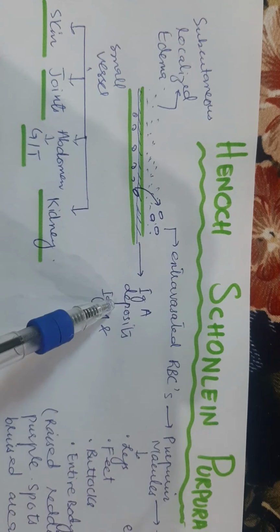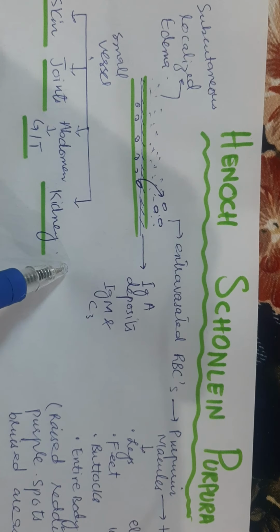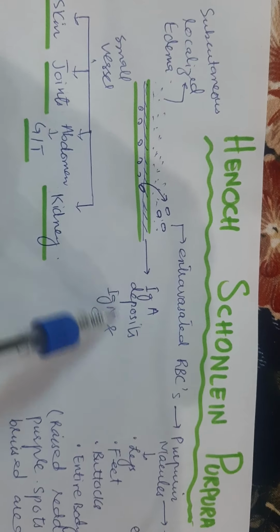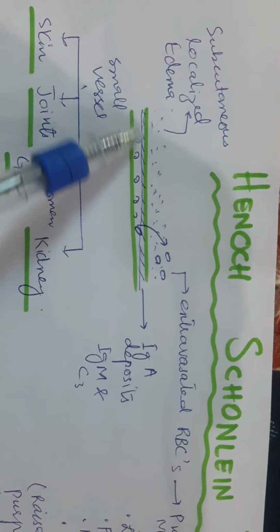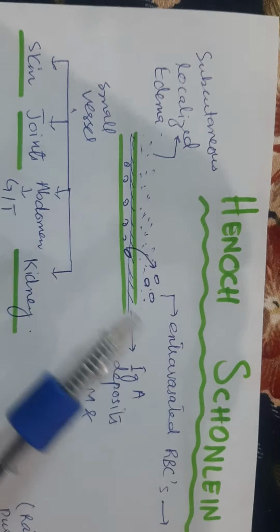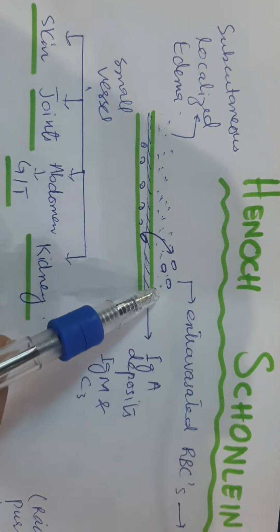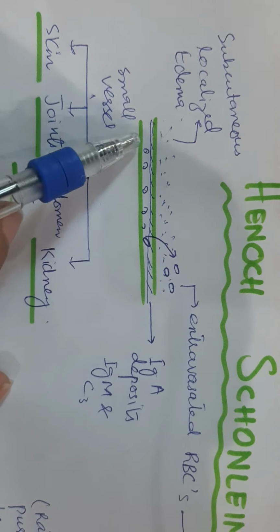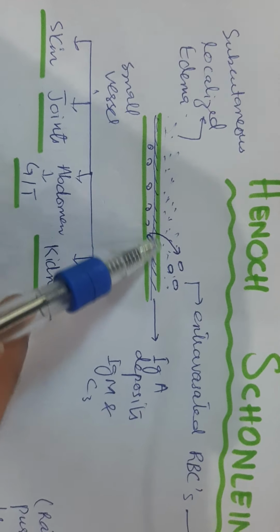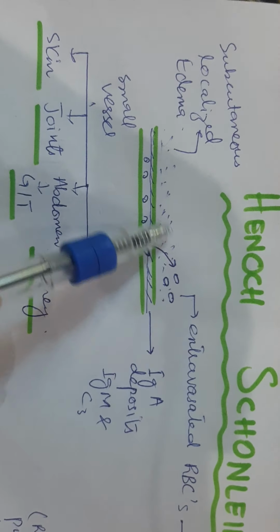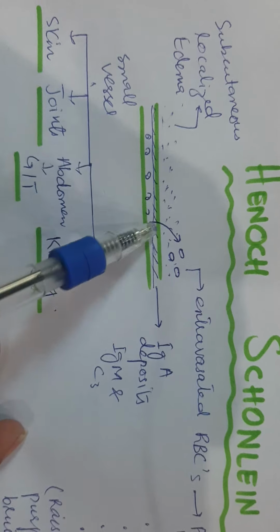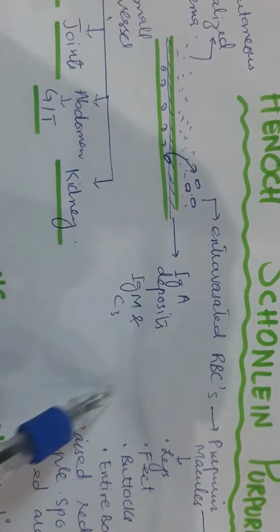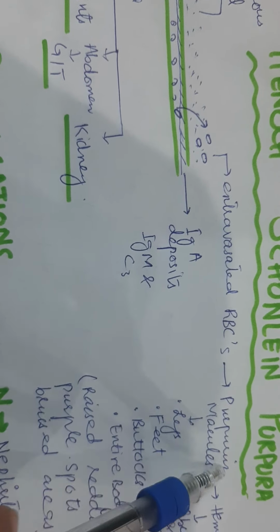In this case there is deposition of IgA. Mainly IgA deposits are present, but IgM and C3 deposits are also present in the vessels. There is inflammation of the vessels. Here it shows a small vessel, and this is the edema of the vessel due to the inflammation, and there is infiltration of leukocytes and extravasation of perivascular exudates and perivascular RBCs. Extravasation occurs, and these extravasated RBCs form the purpuric macules.